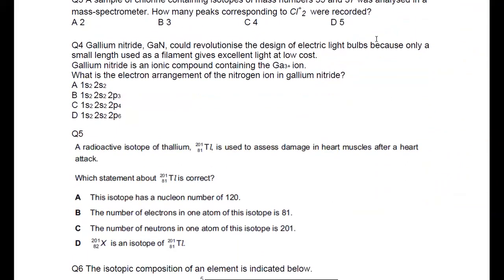Gallium nitride could revolutionize the design of an electric light bulb because only a small length used as a filament gives excellent light at a low cost. Gallium nitride is an ionic compound containing the gallium 3 plus ion. What is the electron arrangement of the nitrogen ion in gallium nitride? Nitrogen.